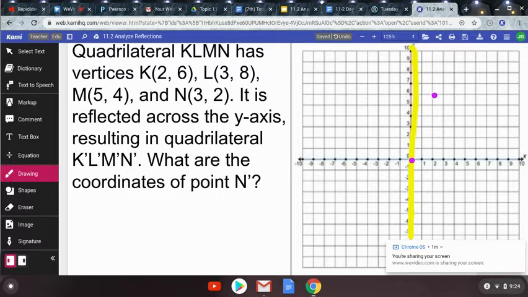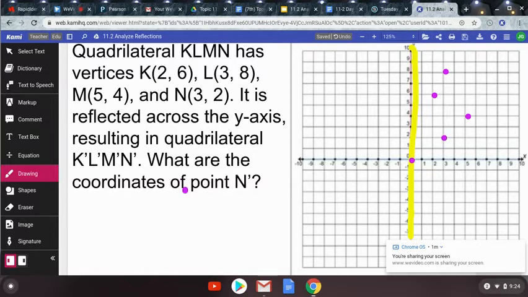L is (3, 8). So start at the origin, go over 3, up 8. M is (5, 4). Start at the origin, go right 5, up 4. And then N is (3, 2). Start at the origin, right 3, up 2.